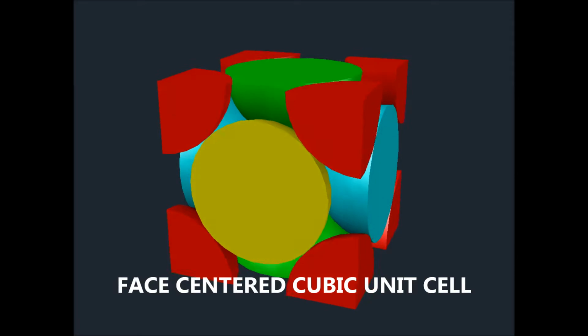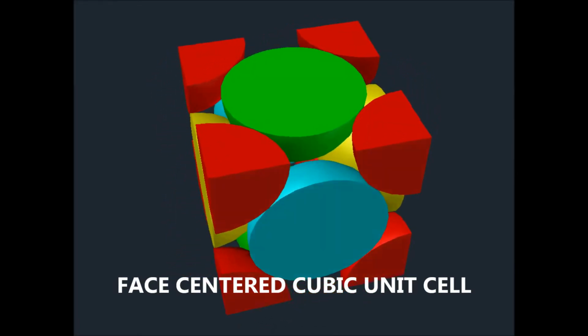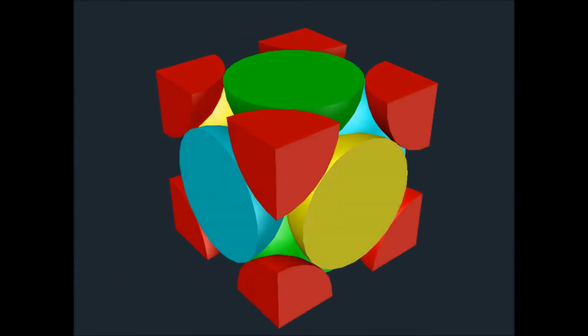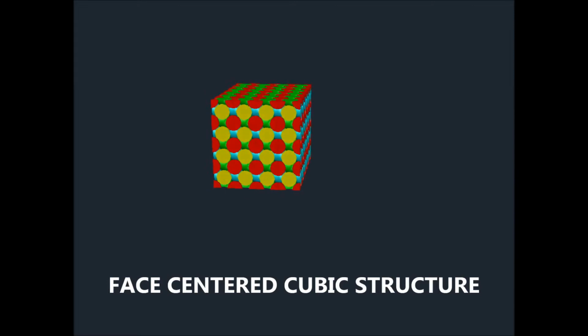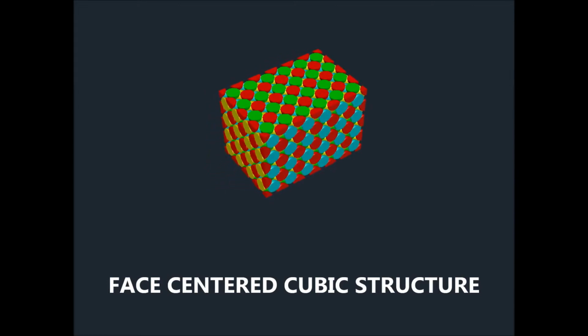Face-centered cubic. The face-centered cubic system, CF, has lattice points on the faces of the cube that each gives exactly 1/2 contribution, in addition to the corner lattice points, giving a total of 4 lattice points per unit cell.